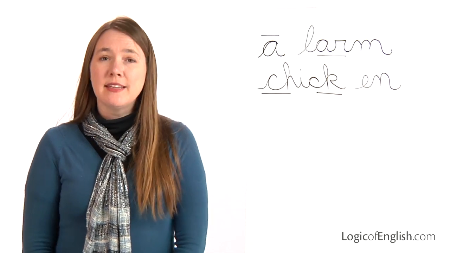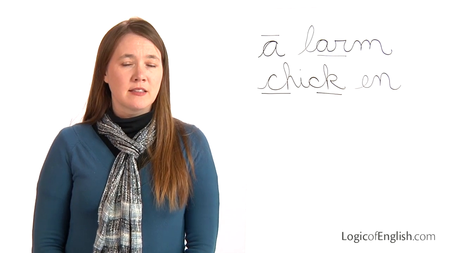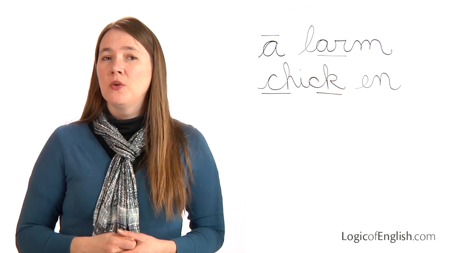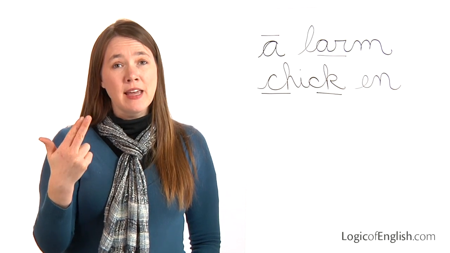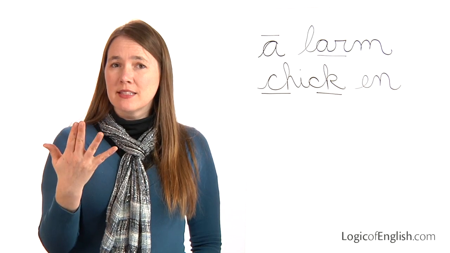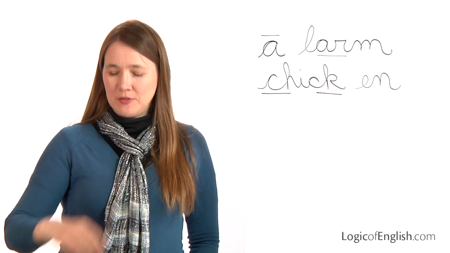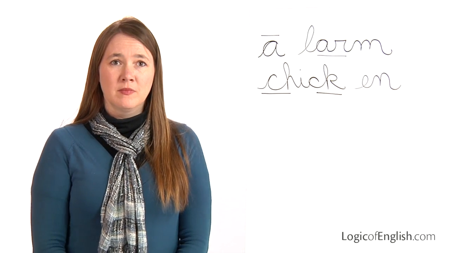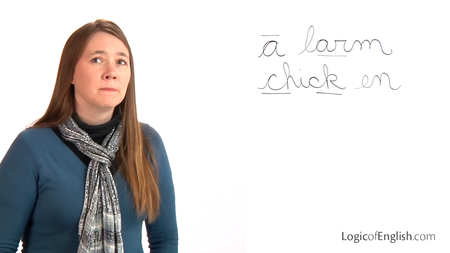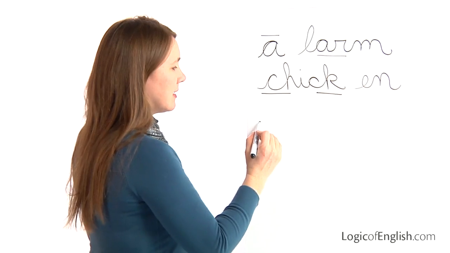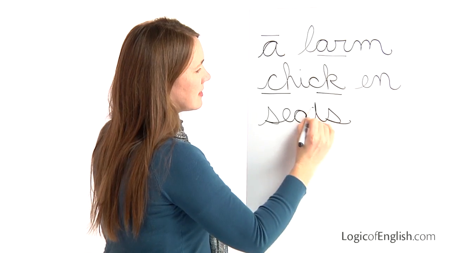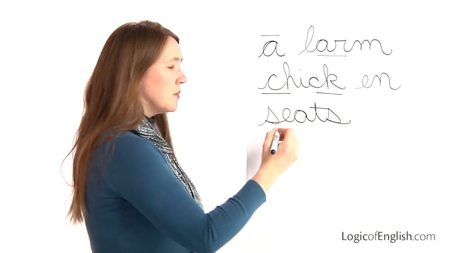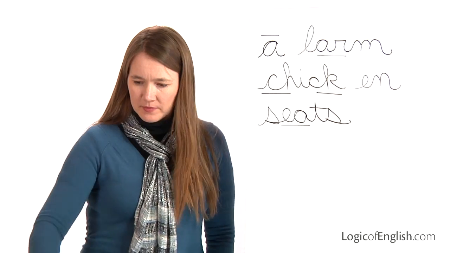The next word is seats. Please take your seats. How many syllables in seats? 1. Let's sound it out. S, E. This is an E at A. T, S. Go ahead and write seats. And now help me to write it. S, E, T, S. And how will we mark it? We will underline the E.